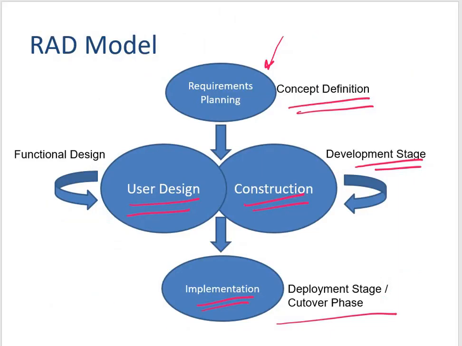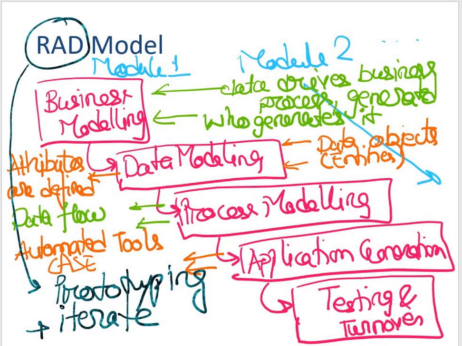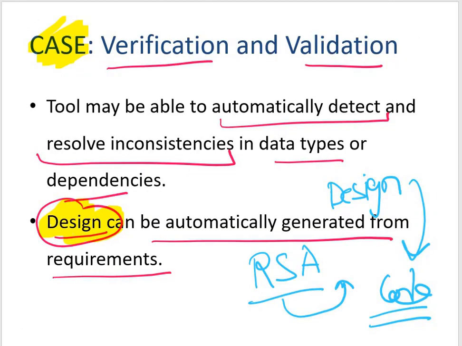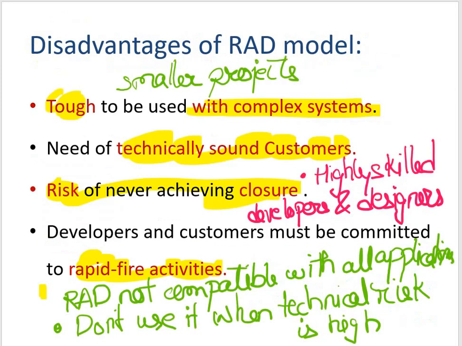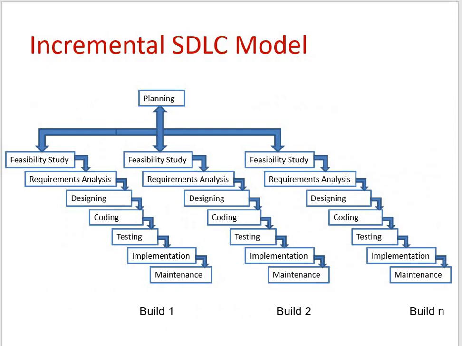Then the essential aspects of the rapid application development model, how it actually works, and then we have several models which are working. And then we looked into the verification and validation in terms of CASE, then when to use it, some of the drawbacks, all these things we saw in our previous video. And in today's video, we are going to talk about the incremental SDLC model.